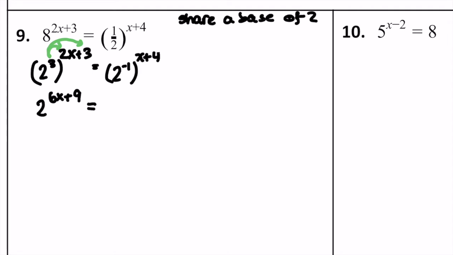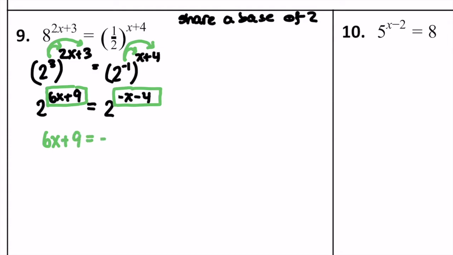And on the right-hand side, I need to distribute this negative 1 to both the x and the 4 I'm multiplying. And I will have 2 to the negative x minus 4 power. I know these two powers have to be equal to each other. I have to be raising 2 to the same power for the two sides to be equal. So I can write the equation 6x plus 9 is equal to negative x minus 4, and I can solve that equation.